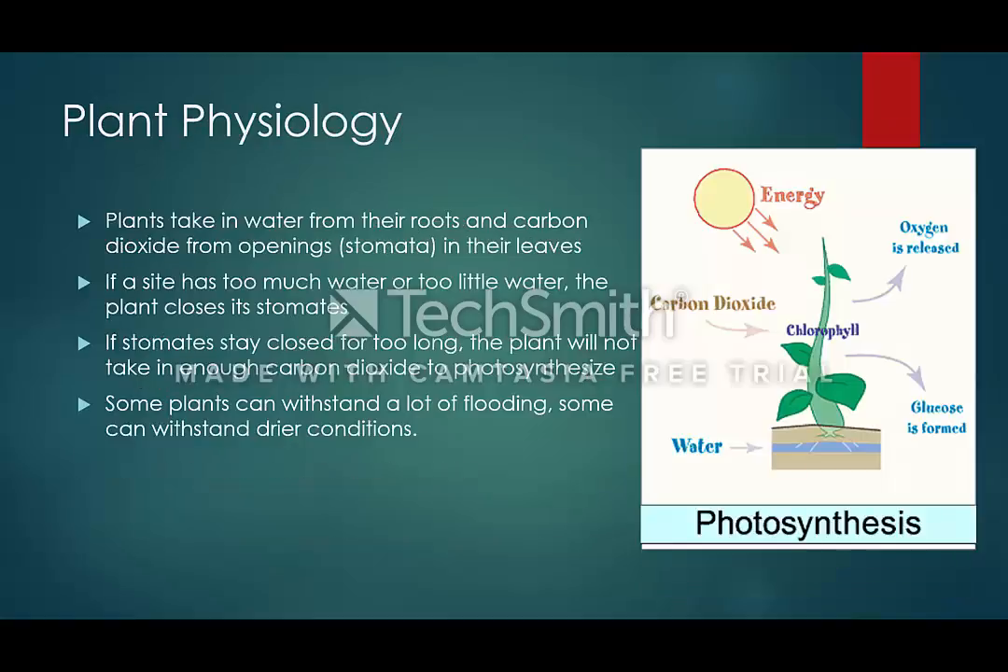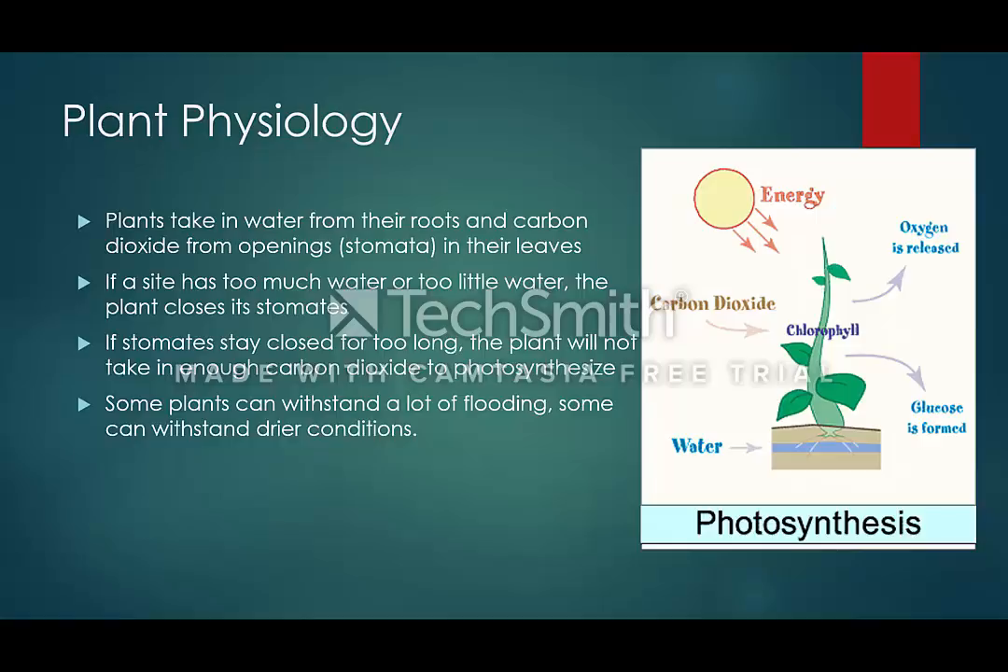Switching over to some plant physiology, we all know plants harness some energy from the sun to make sugars, glucose. They then use that glucose for their own energy. They pull in carbon dioxide to use to create those sugars. But fewer people know that in order to do that, there are openings in the surface of the leaf called stomates. And those stomates have to be open for carbon dioxide to come in and for photosynthesis to occur. So plants take in water from their roots and carbon dioxide from these openings in the leaves.